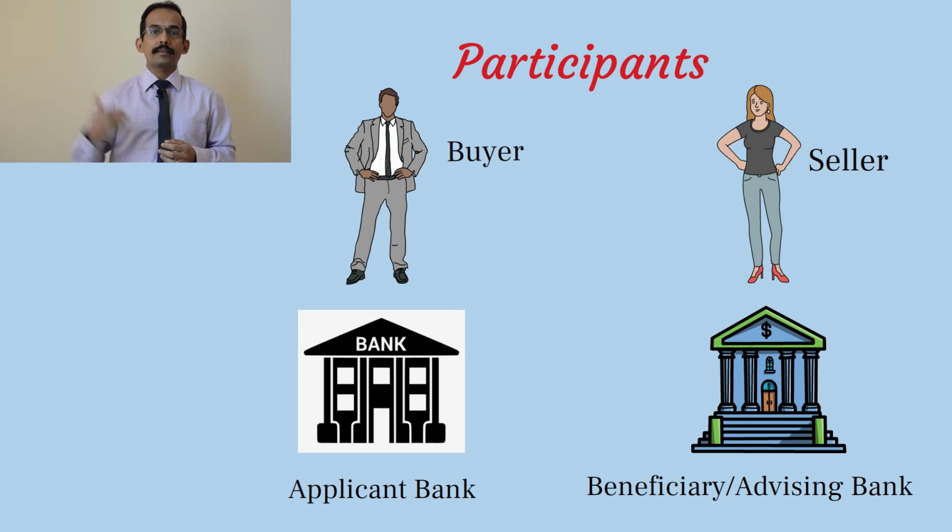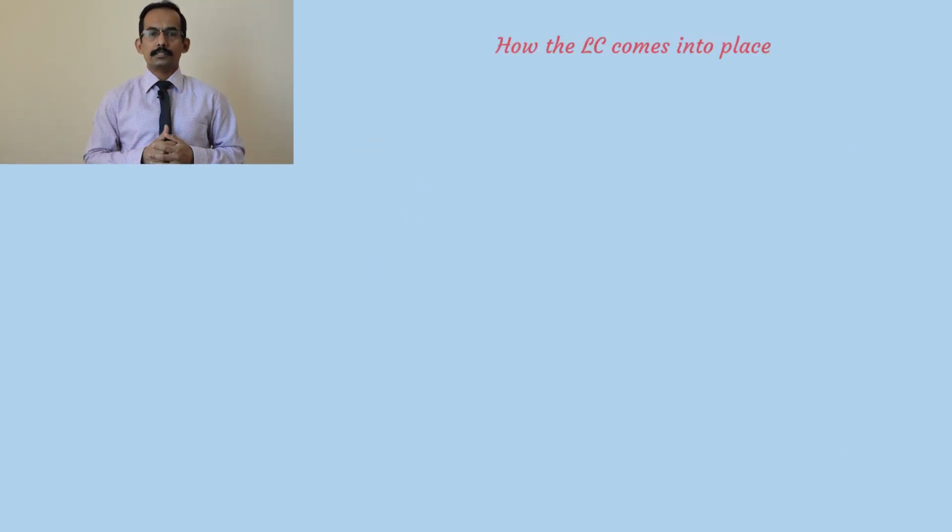There can be, in practical scenarios, more participants, like first advising bank, second advising bank, confirming bank, reimbursing bank. All these can be participants of an LC, but the basic 4 participants are buyer, seller, buyer's bank and the seller's bank. So now how does an LC come into place?